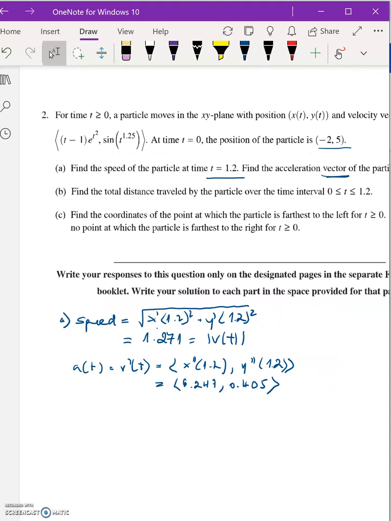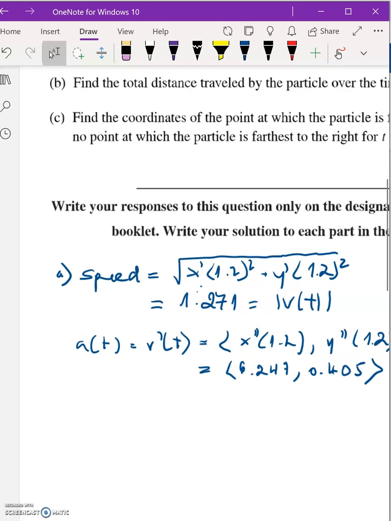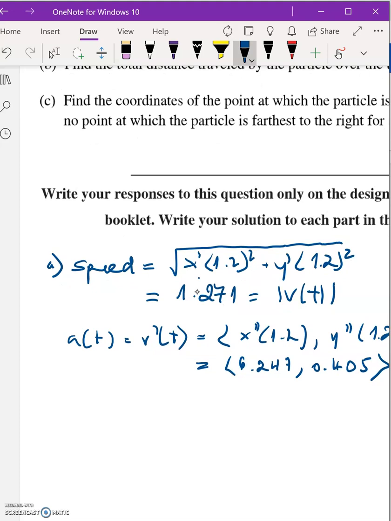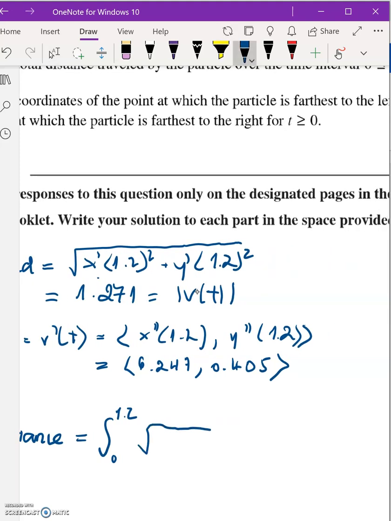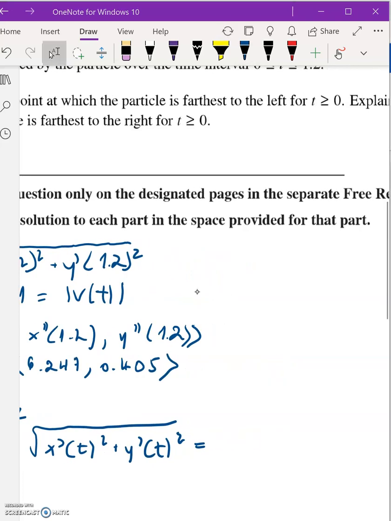So question B, they're asking for the total distance this particle traveled over the time from 0 to 1.2. So we know the equation for total distance, which is distance equals the integral from 0 to 1.2 of the speed. So the square root of first derivative of x squared plus first derivative of y squared. Okay, so plugging this in the calculator should give 1.01.